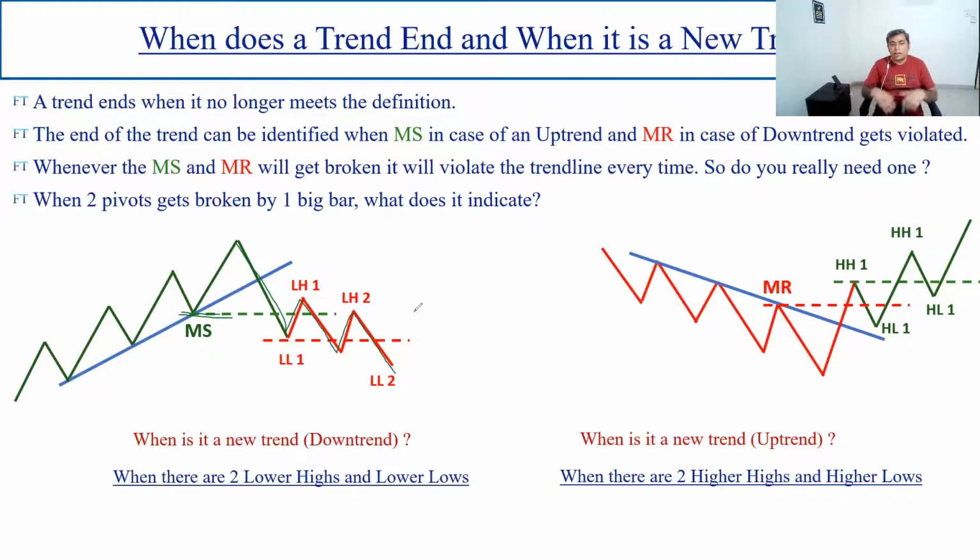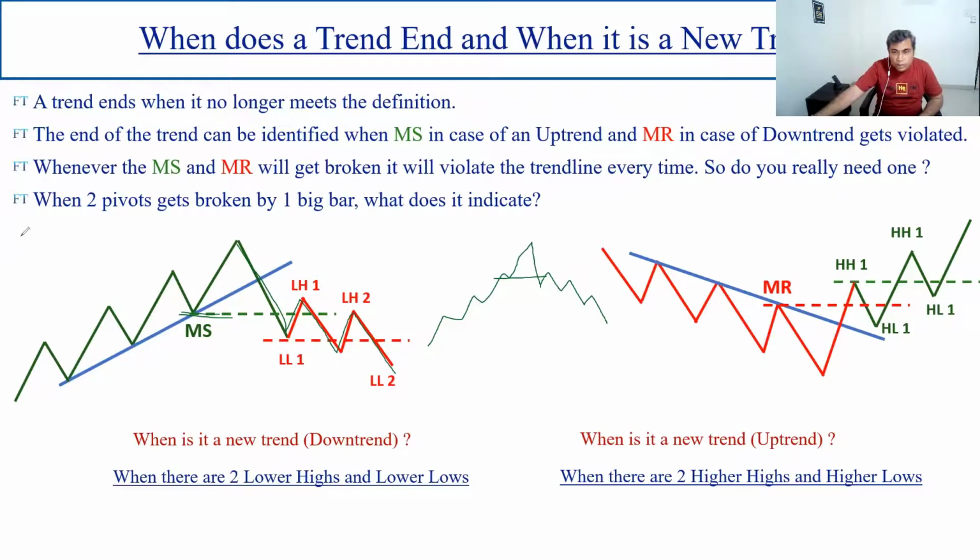To answer the question of how we know when a trend is over: when you have an uptrend and the price breaks below the major support, the uptrend is no longer meeting its definition, which means the uptrend is over. Then if you have a series of lower lows and lower highs, at least two of each, we know that a new trend is emerging in this market. So that answers those two questions.